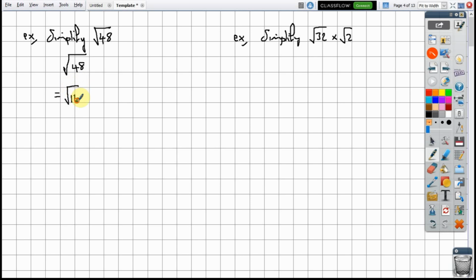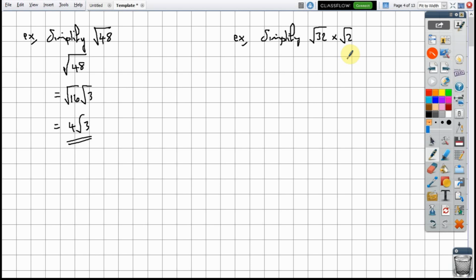So if we go for root 16, root 3, we can say pretty much straight away the answer is 4 root 3. You might have taken more lines over it, that's fine, but that's the quickest, most elegant way of getting there. Now, see what you can do with this one. Simplify root 32 times root 2.